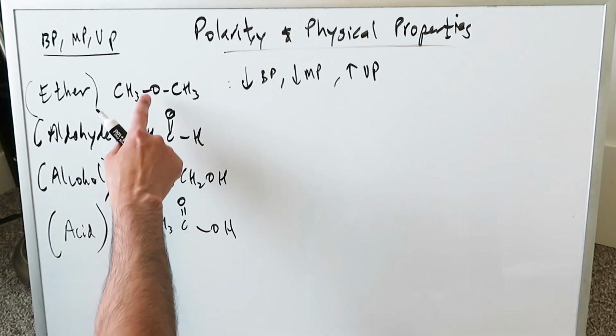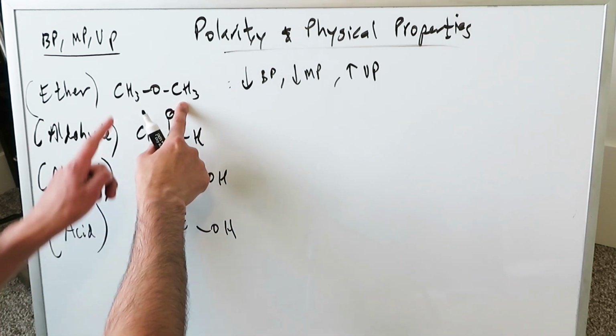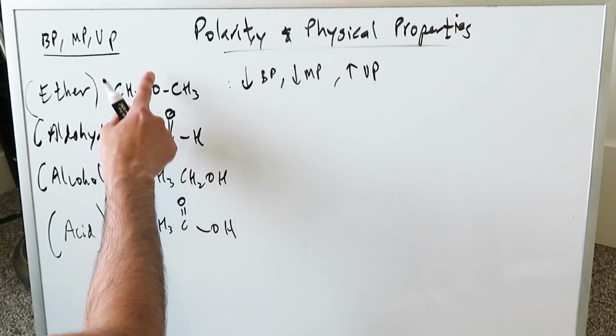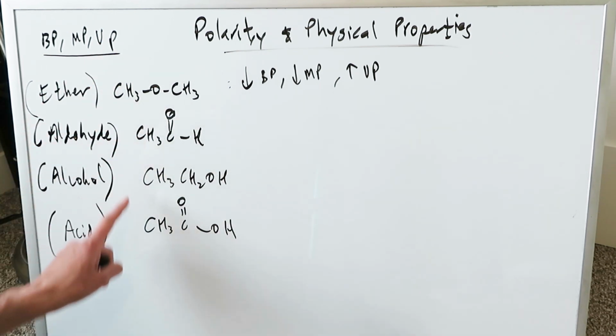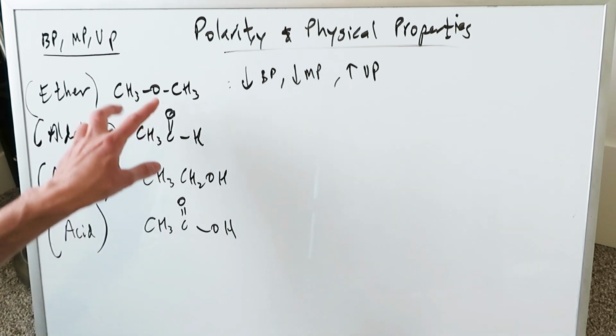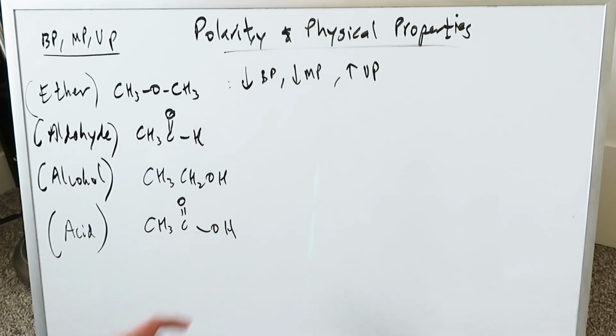It will indeed be water soluble because these carbons on each side are not too large. You still have oxygen. Oxygen can interact with water molecules and it can be water soluble. But from all of these four, in terms of boiling point and melting point, it will be the lowest. In terms of vapor pressure, it will be the highest because it will be most volatile.